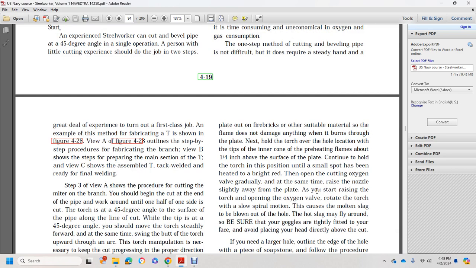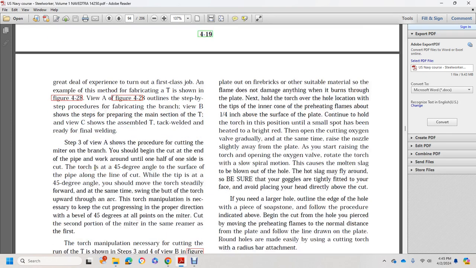The example of the method of fabricating a T is shown in figure 428, view A. Figure 428 outlines a step-by-step procedure for fabricating the branch. View B shows the run, the main pipe, shown with the T. View C shows an assembled T, tack welded and ready for the final weld.